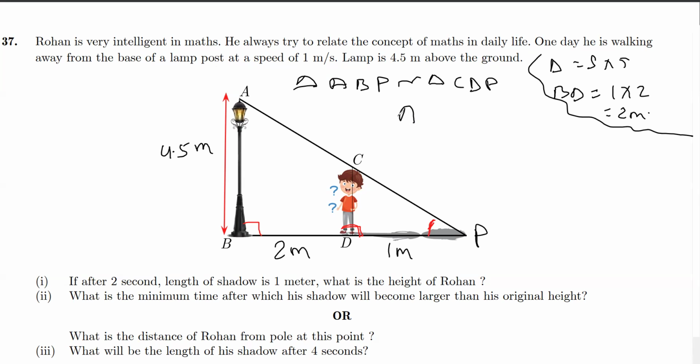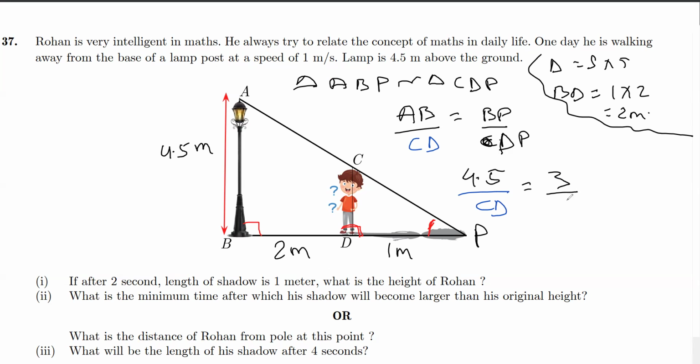Now, we can write the sides being proportional, that is AB over CD. As you know, CD is what we have to determine. So AB over CD is, so the DP here is 1. Now if I do cross multiplication, CD is equal to 4.5 divided by 3, that should give you 1.5 meter. So we got the height of Rohan as 1.5 meter.